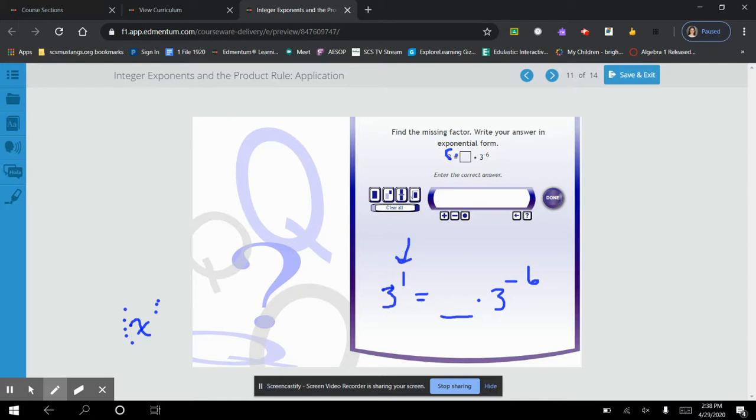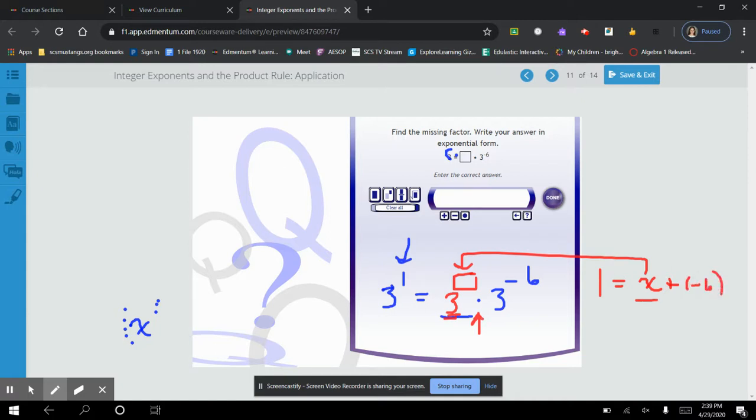So we know for sure that that base has to be a 3, because in order to multiply, so we can add our exponents, we have to have the same base. So it's going to be 3, 1 is equal to what plus a negative 6. I like to set it up just so I focus on those. So 1 is equal to, I don't know what goes in this box, so I'm going to name it x, plus, I know I'm adding because we are multiplying those bases, and then negative 6.